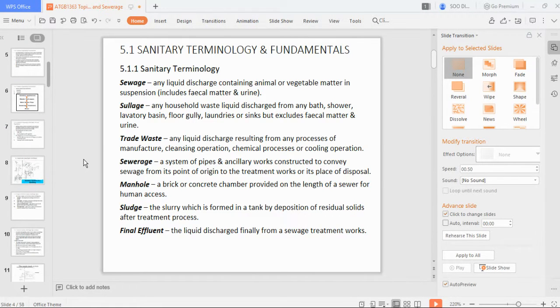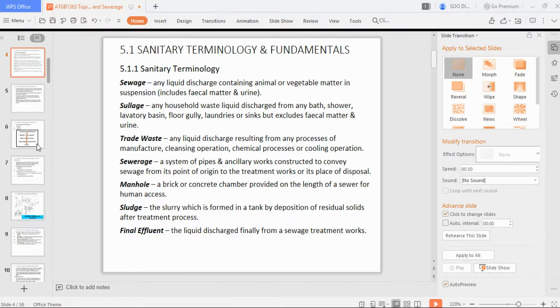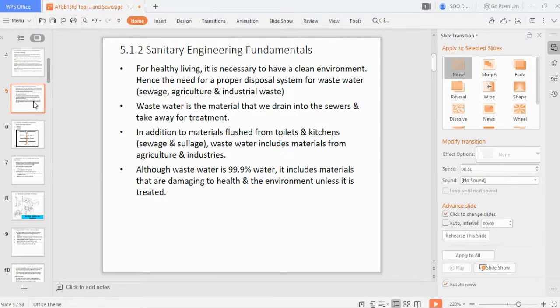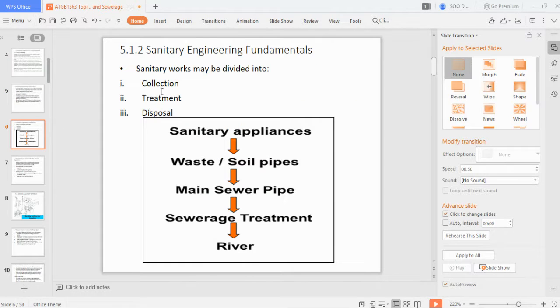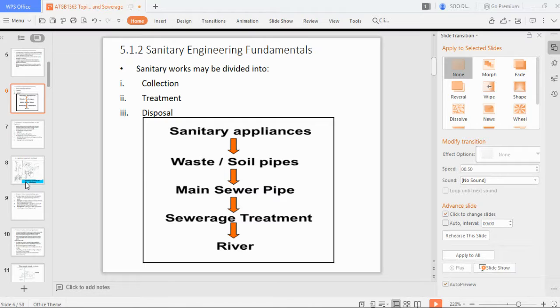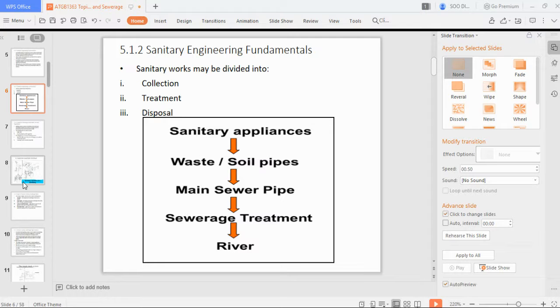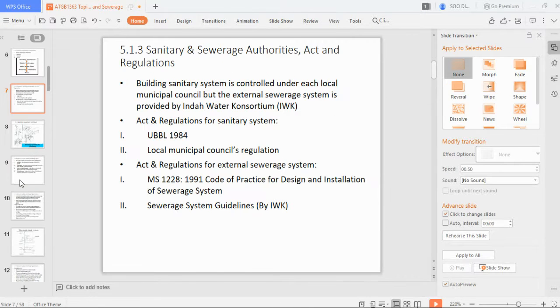Then after that, by knowing why we require this sewerage to be available to us, we know about the terminology and then the sanitary work breakdown. So the process is pretty simple. It starts with the collection from us, and then we collect it to the sewage treatment plant. We treat it and then we dispose of it.